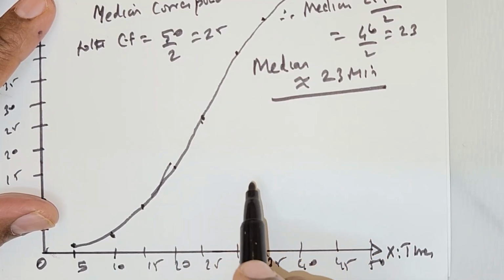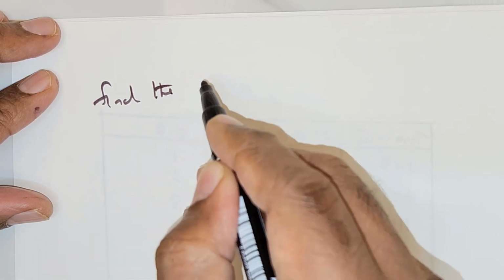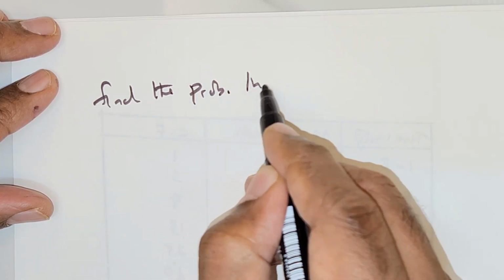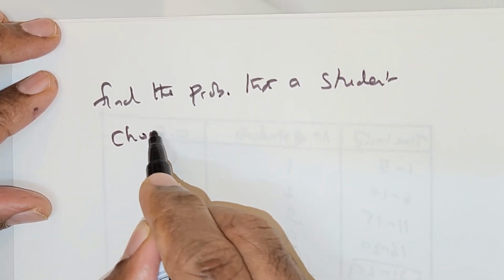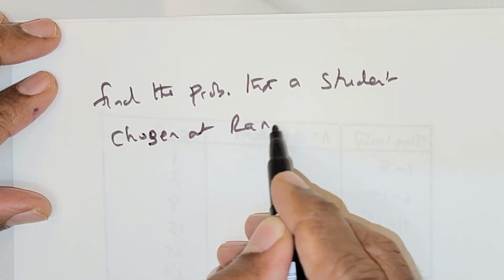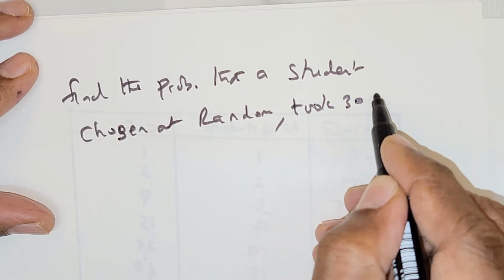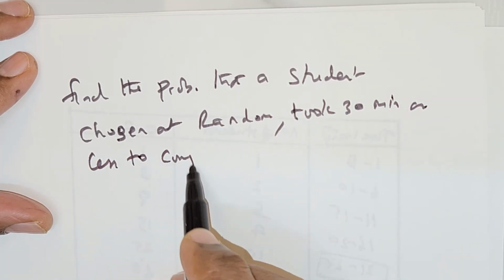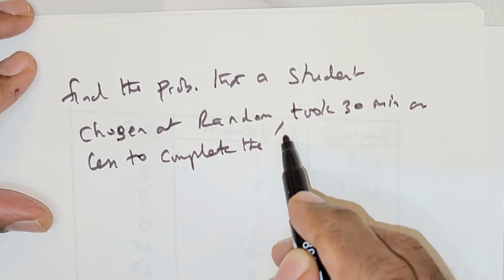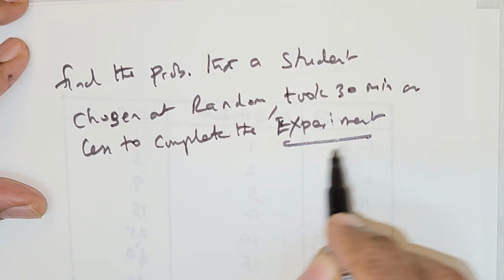Now there is part 4. Now let me write the part 4. So they're asking us to find the probability. Find the probability that a student chosen at random took 30 minutes or less to complete the test or experiment. Okay, I've been mentioning it as test, but the word given is experiment.